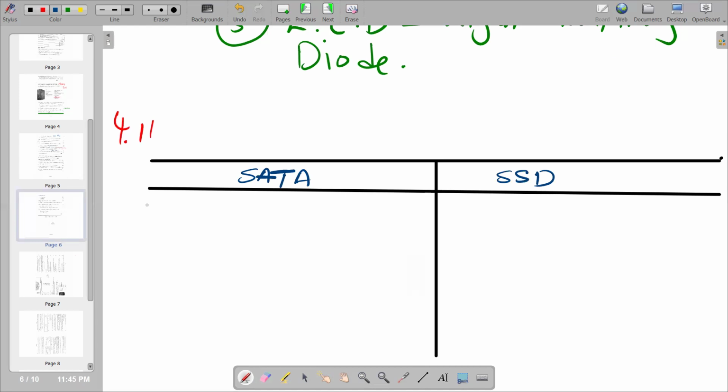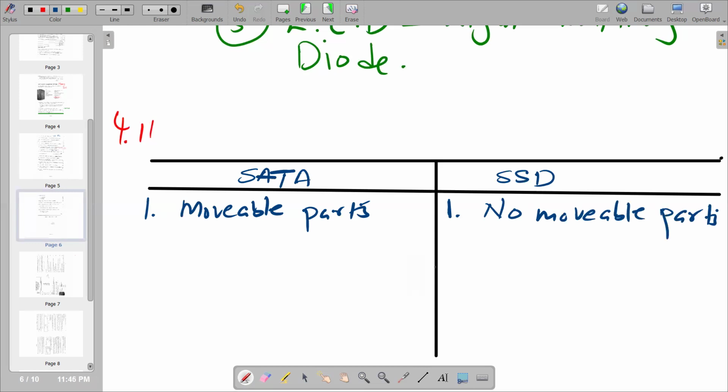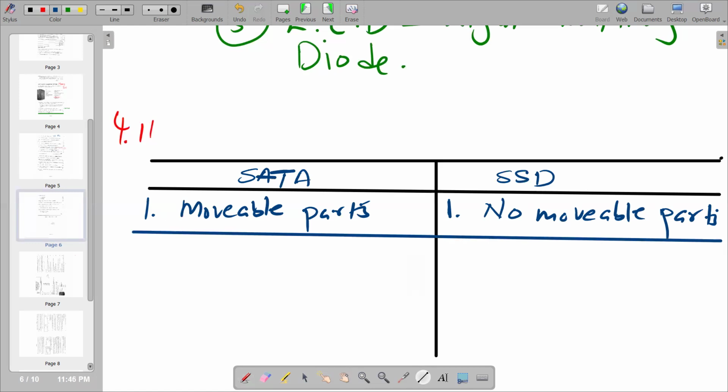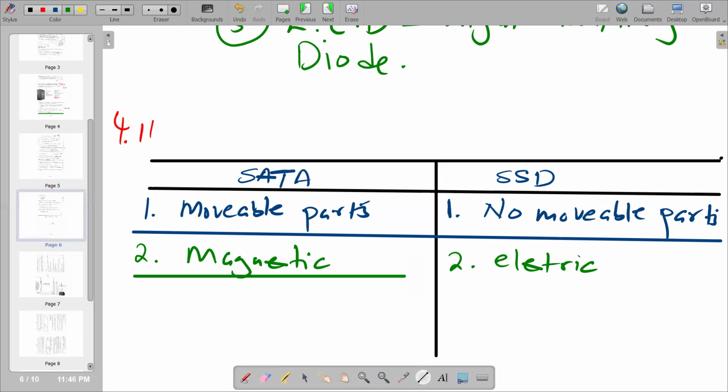So on the first one, we see that under SATA, it is movable parts. Whereas under SSD, we are saying there are no movable parts. Then with that, we can close to say we've come up with the first difference that we have. Then we can go to the second one, where number 2, we are saying under SATA is magnetic. And if you look on the other end, SSD is electric. So this becomes the second one that we have.